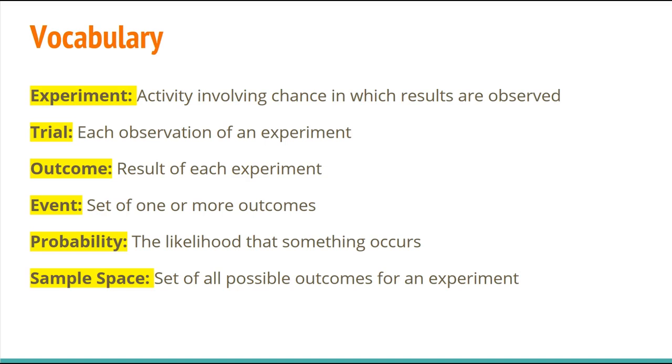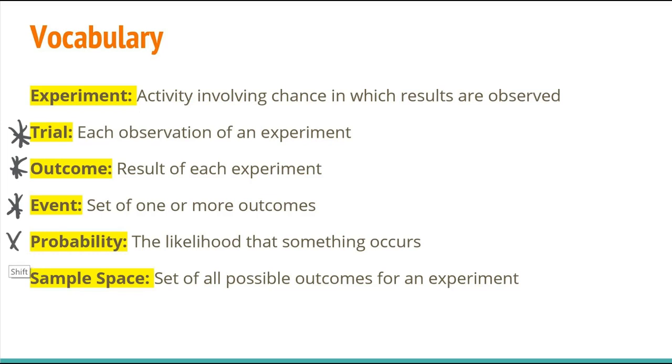Our second word, trial, is just each observation. So if we're spinning a spinner, every time we spin it, that is considered one trial. Our next word, outcome, is the result. So if I spin a spinner that has numbers 1 through 10, the result is whatever it lands on when it's done spinning. Our fourth word is event. The event is just all of our results when we're finished.